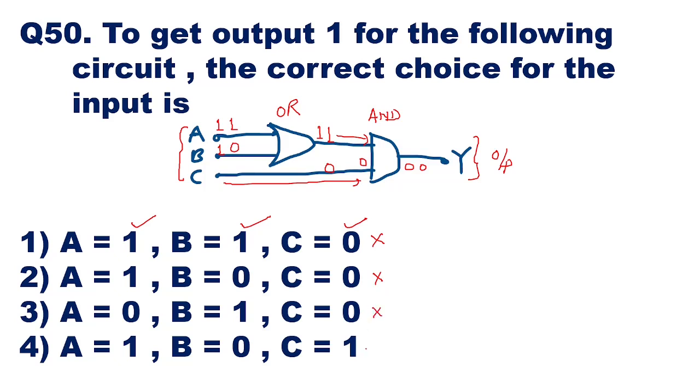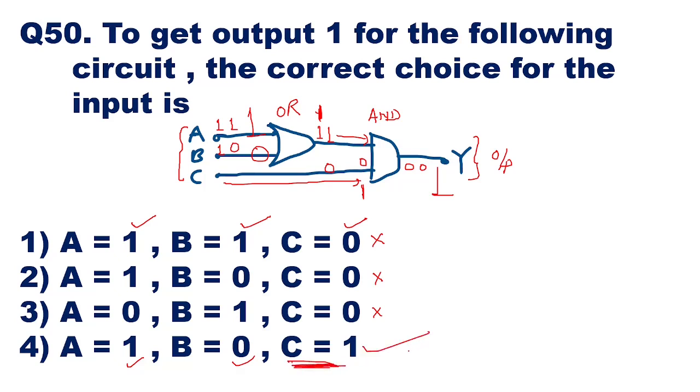Now interesting will be option 4. If you see option 4, A is 1, B is 0. So when A is 1, B is 0, 1 plus 0, the output will be 1 for the OR gate. And then in the last option, C is also 1. When you take 1 into 1, the AND gate output is 1. That means option 4 is going to work because C is 1.